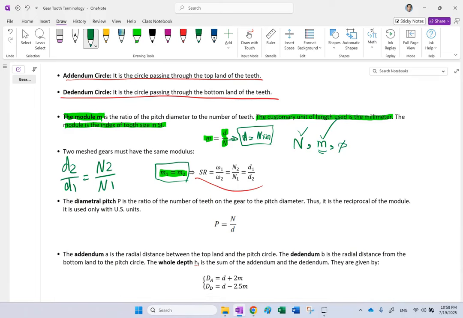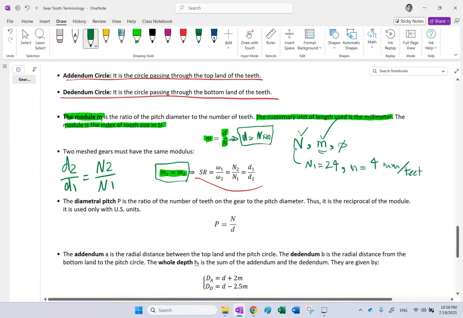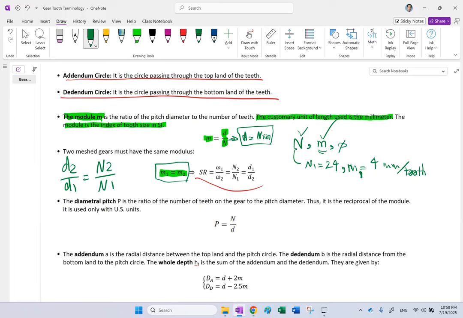So if I want to mesh two gears, let's say I say the first gear is 24 and a gear modulus of 4 millimeters per tooth, right? What can I pick for the second gear? Clearly the second gear should have the same modulus. It should have a 4, but the number of teeth of that is what? That is up to you. For instance, I say I want 48. Why? Because I want the speed ratio of 2 to 1 or 1 to 2.